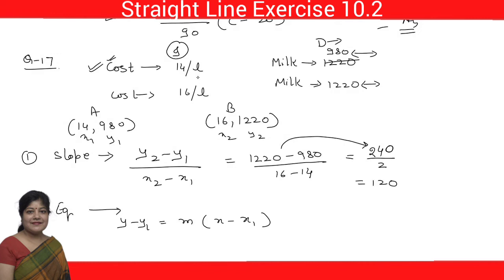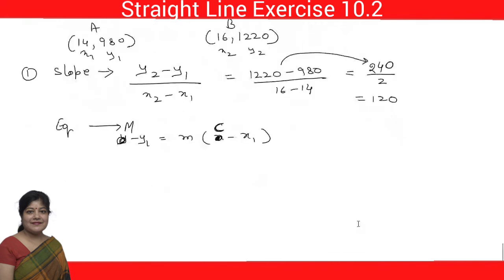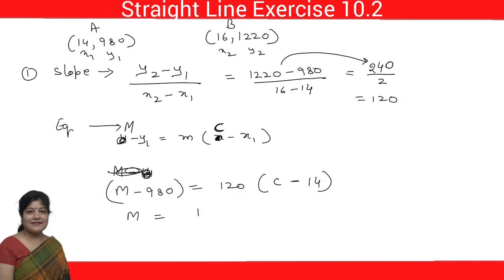now we have chosen y for the milk. Yes, ma'am. So we can write it as milk, cost for the C, for the slope. So milk is equal to 120 times cost plus 980.